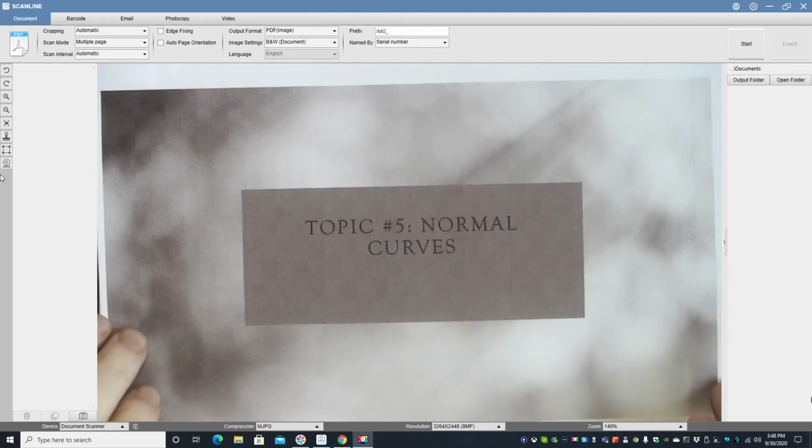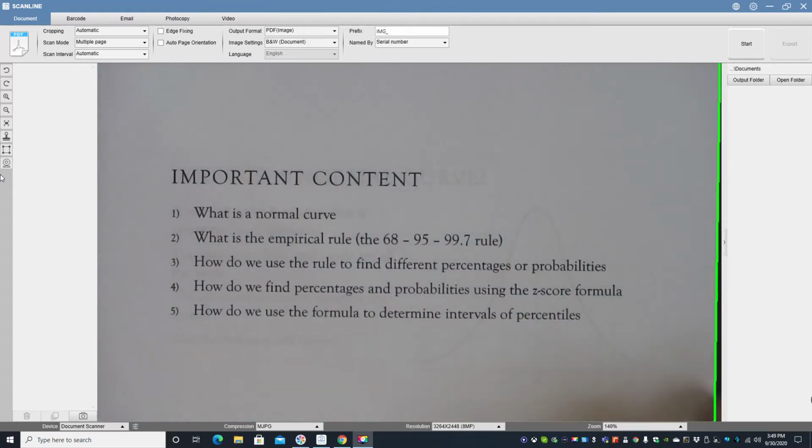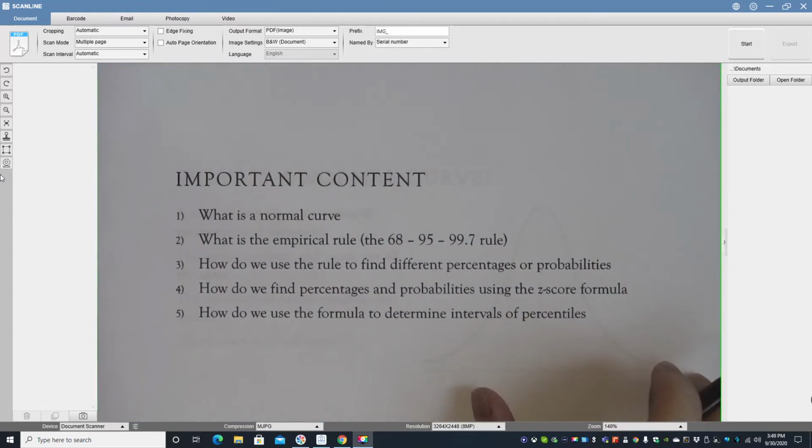Okay, so the next topic for my college students would be normal curves. So, what are we going to talk about today? What is a normal curve? What is the empirical rule, which some people call the 68, 95, 99.7 rule? How do we use the rule to find different percentages of probabilities? How do we find the percentages of probabilities using the z-score formula? How do we use the formula to find intervals or percentiles?